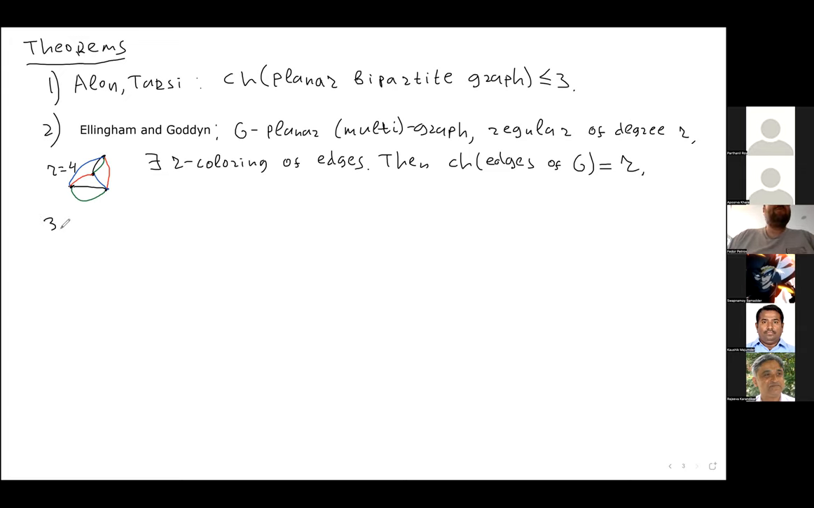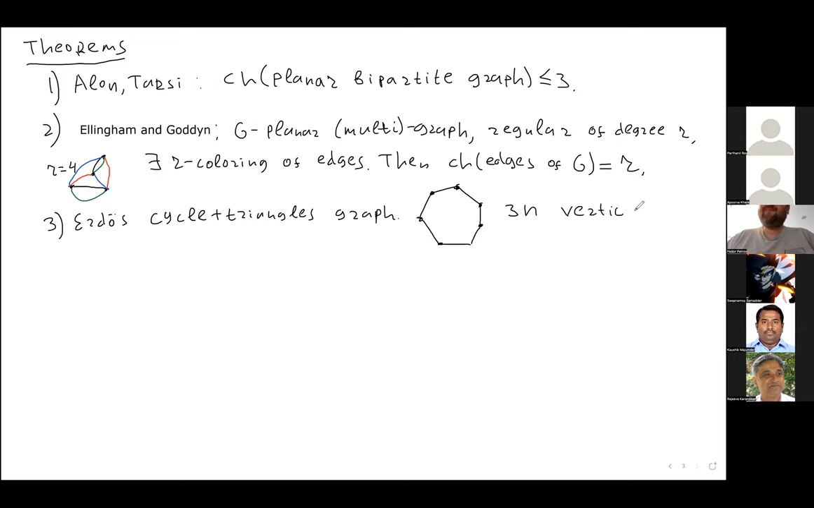Okay. The next example is the cycle plus triangles graph. It is the following. You take a Hamiltonian cycle, which passes through all 3n vertices. And you add n triangles with disjoint vertices. So each vertex belongs exactly to one triangle.